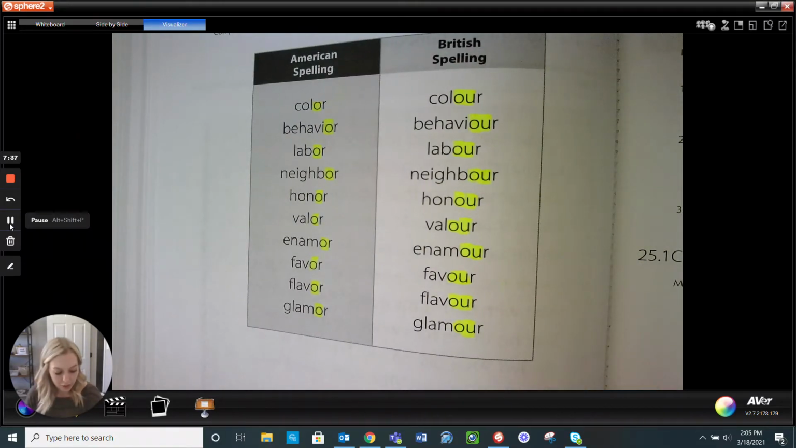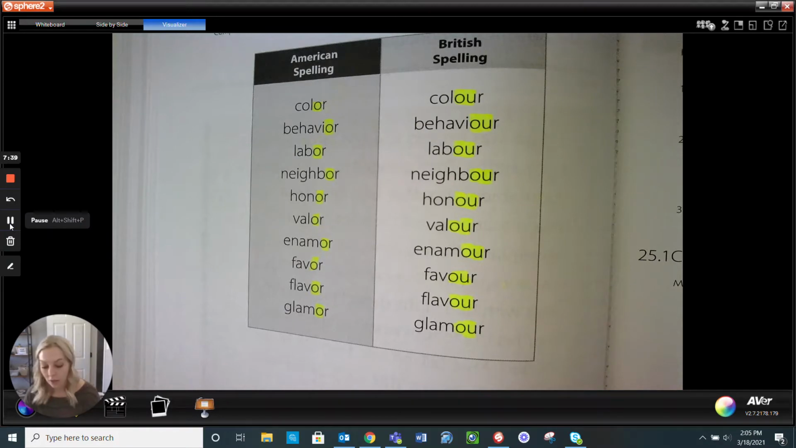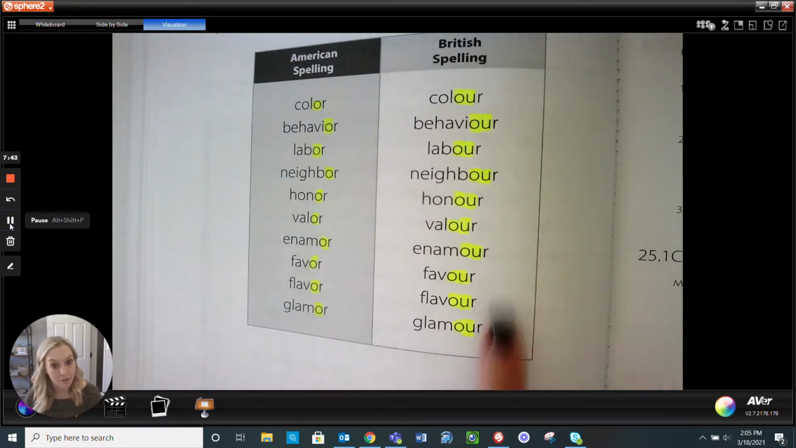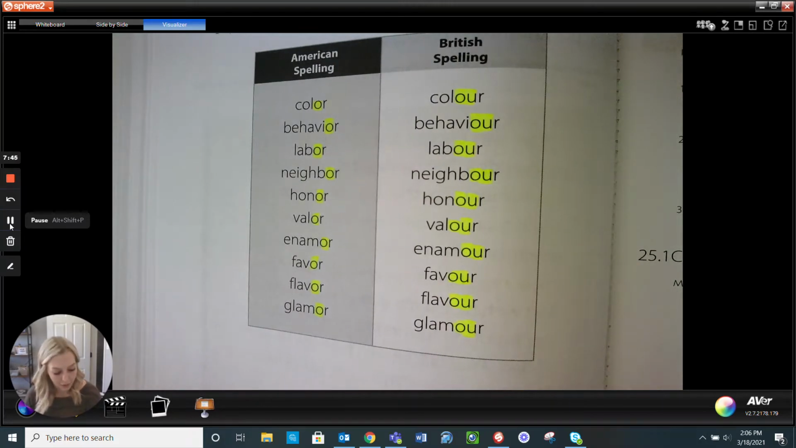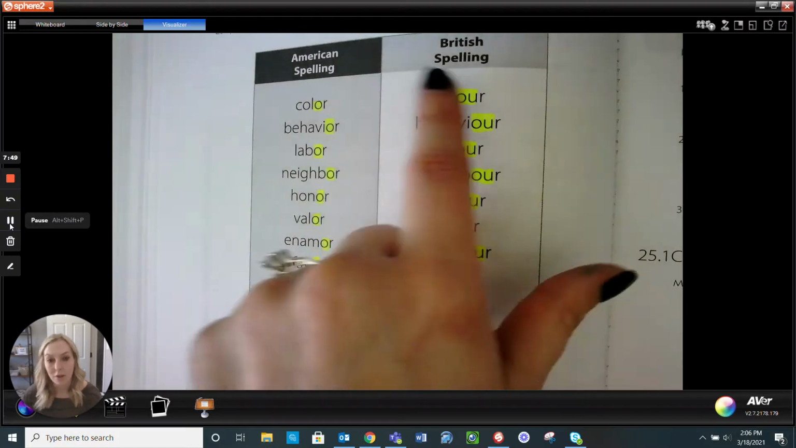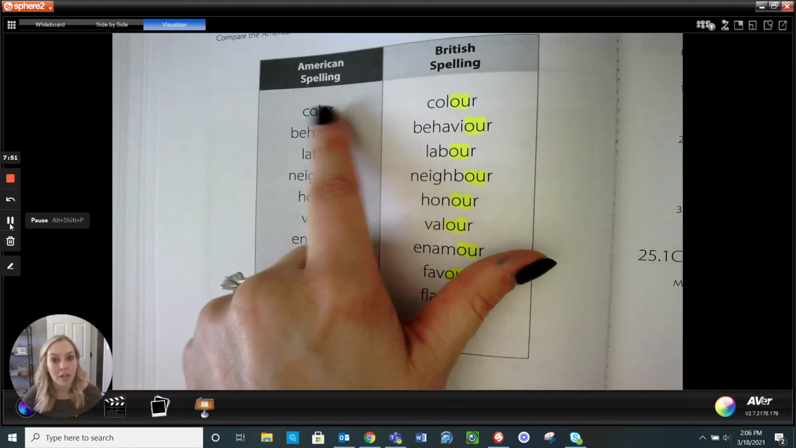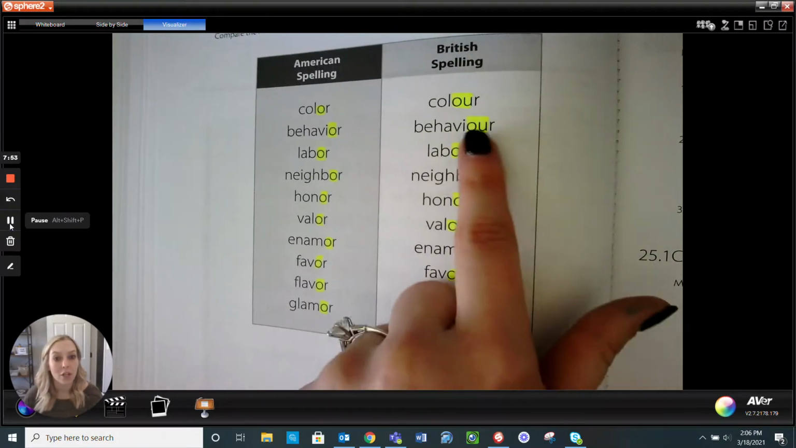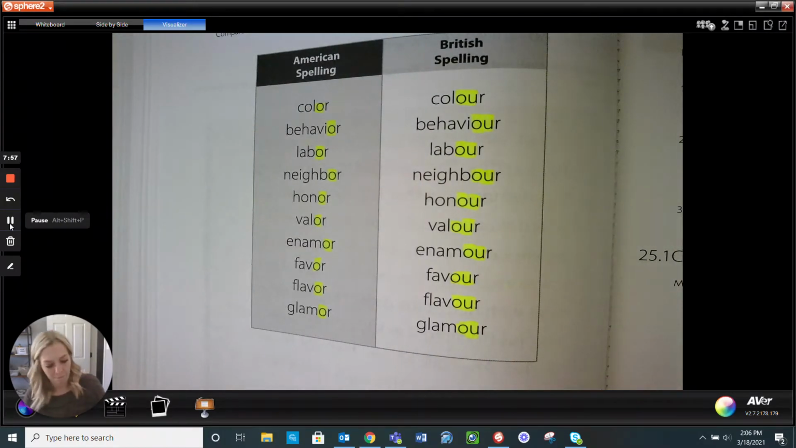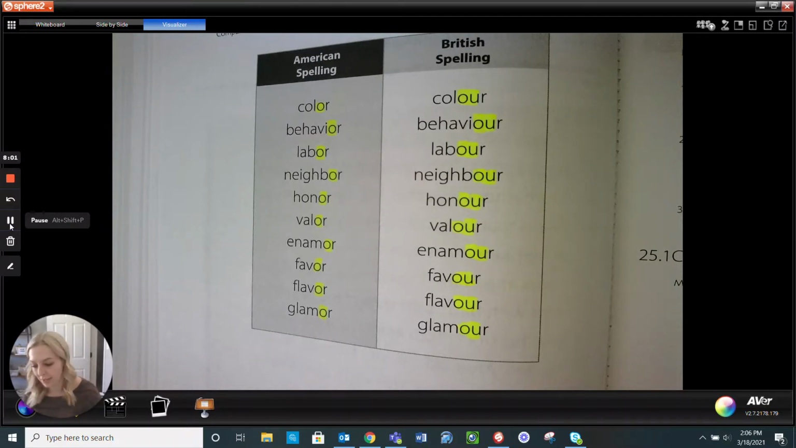Noah Webster only changed the spelling if the O-U-R was at the end of a word, as you can see here. He left the French spelling in the middle of words. So at the end of the word, he changed it, but if you see it in the middle of a word, he left it. Kind of interesting. I think history is so interesting.